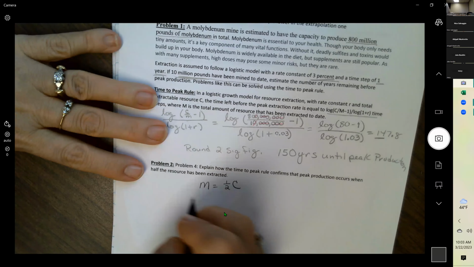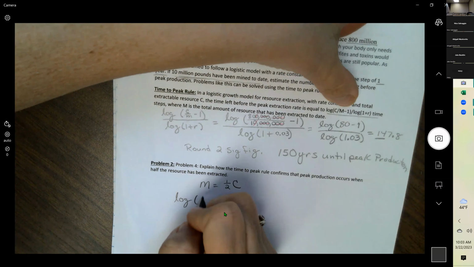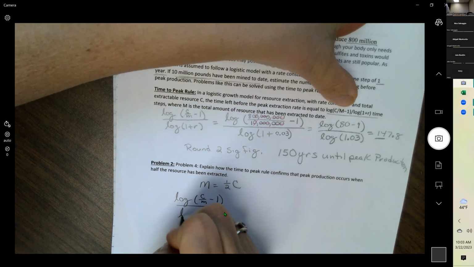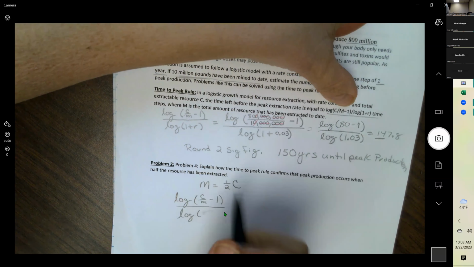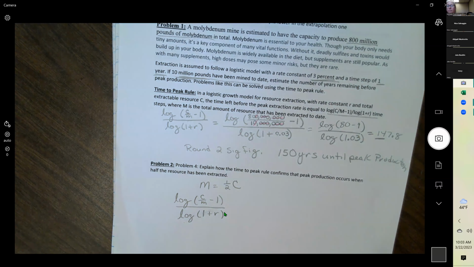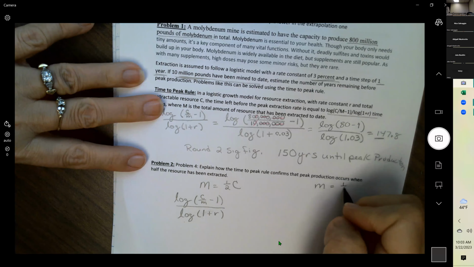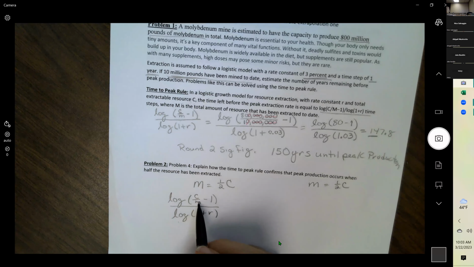Well, the formula for the peak is the log, this one here, C over M minus 1, divided by the log of R, 1 plus R. R plus 1 would be the same thing. Now if M equals 1/2 C, we need C over M to plug it in.